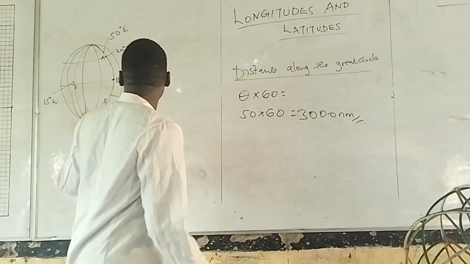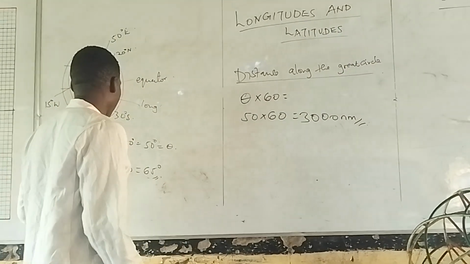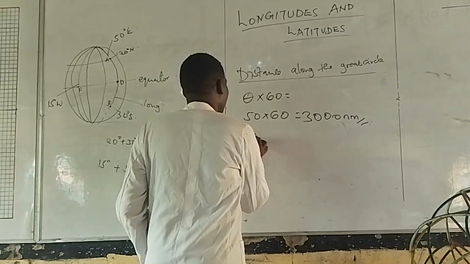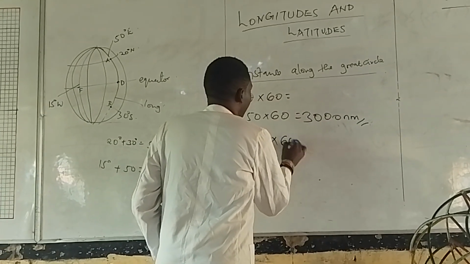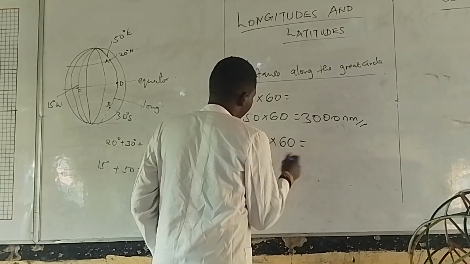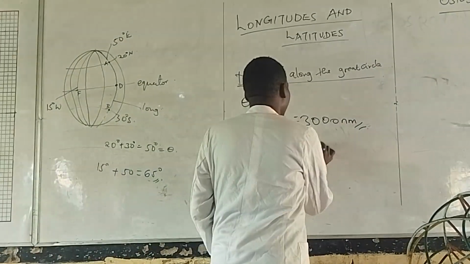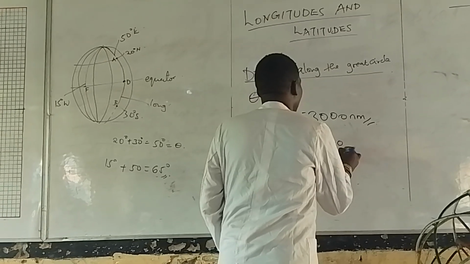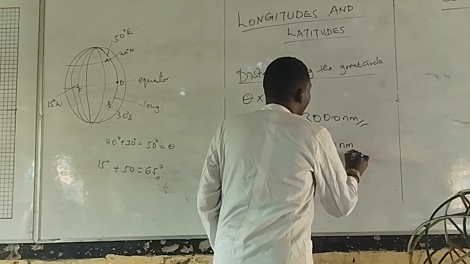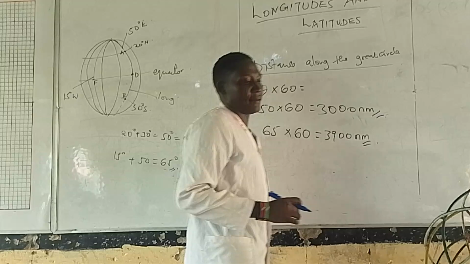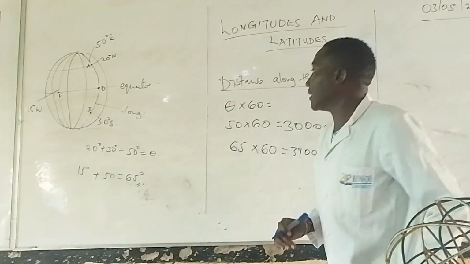So if we want to get the distance from B to F in nautical miles, it's going to be 65 times 60. Get what? 39,000 nautical miles.